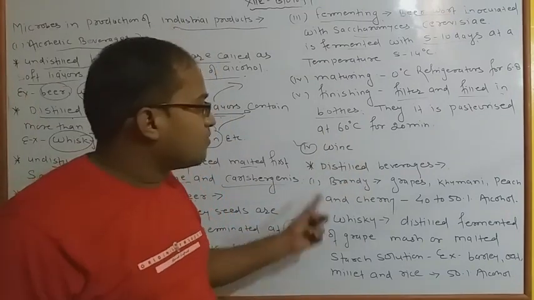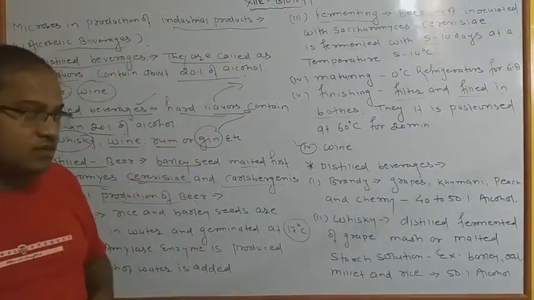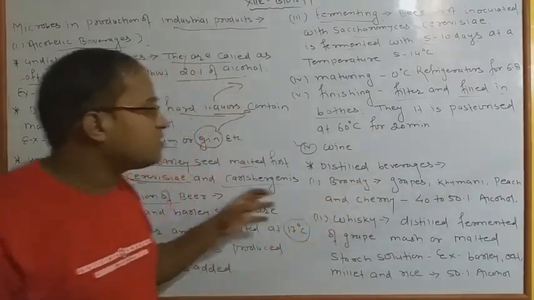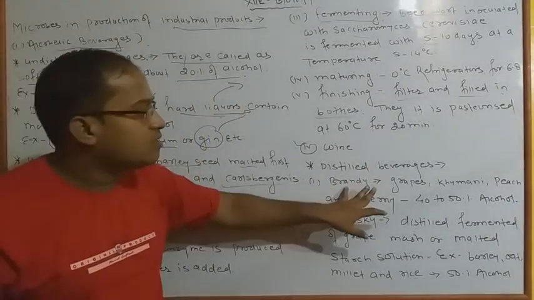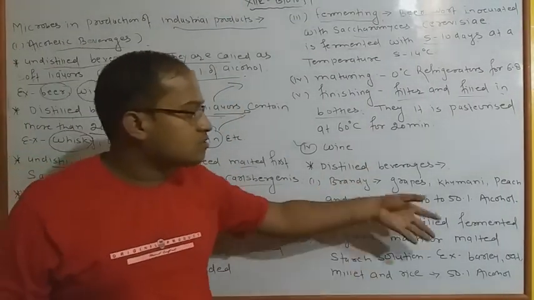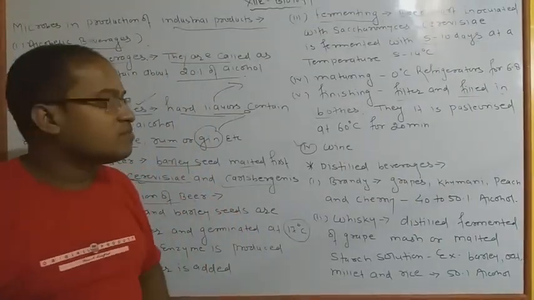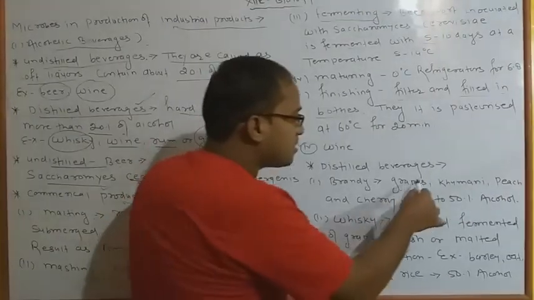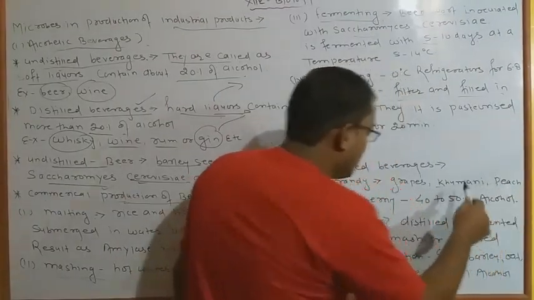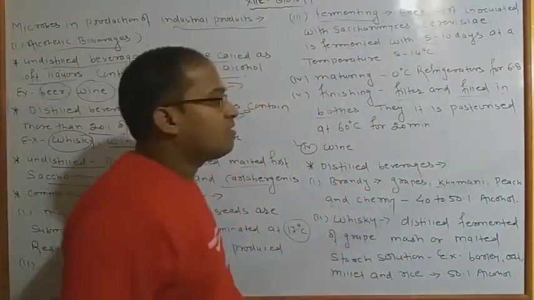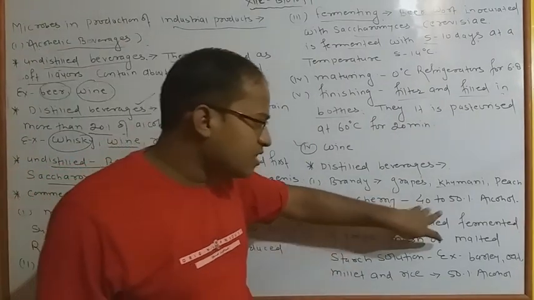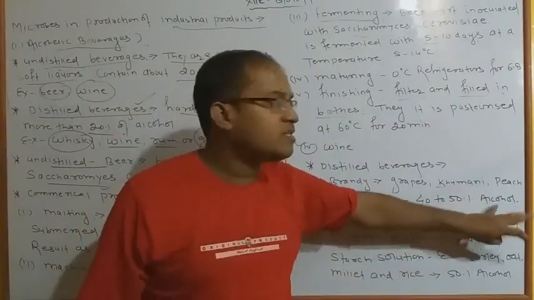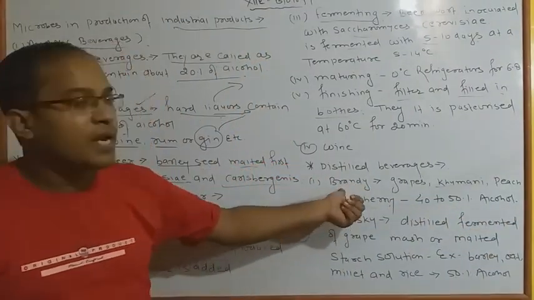Now next we are going to discuss the distilled beverages. Okay, what is the meaning of distilled beverages? Here we have studied that brandy and whiskey also come in the class of distilled beverages because they are generally obtained by the production of microbes. Firstly, brandy is generally obtained from grapes, peach and cherry, and generally 40 to 50% alcohol is present in brandy.